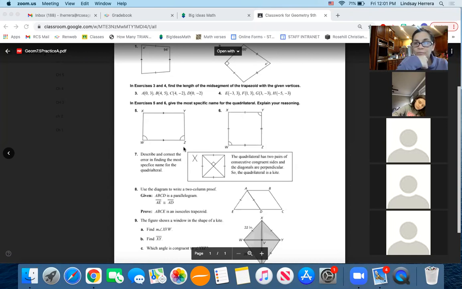All right, let's look at 7. 7 says describe and correct the error in finding the most specific name for the quadrilateral. This says the quadrilateral has 2 pairs of consecutive congruent sides and the diagonals are perpendicular, so the quadrilateral is a kite.